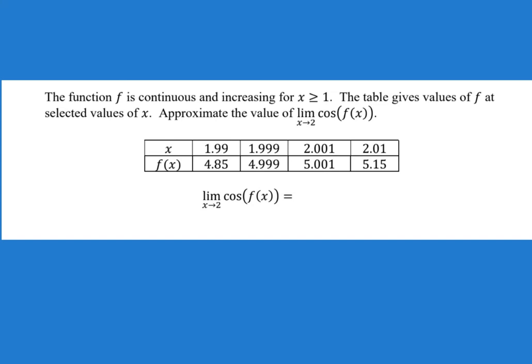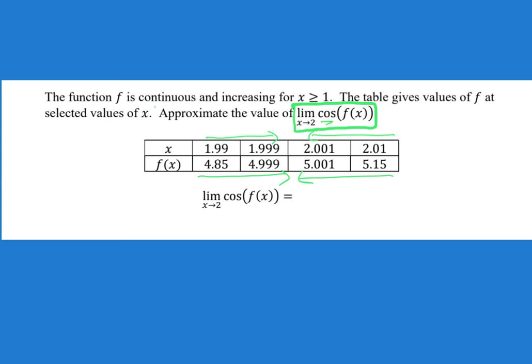And here is our last example. Before reading any of this, let's just jump to this quick. And what looks different? I snuck a little cosine in there. So the function f is continuous and increasing for all values x is greater than or equal to 1. The table gives the value of f at selected values of x. Approximate the value of the limit as x approaches 2 of cosine of f of x.